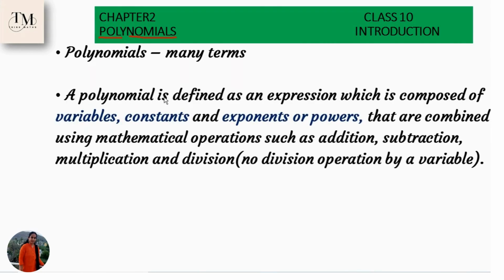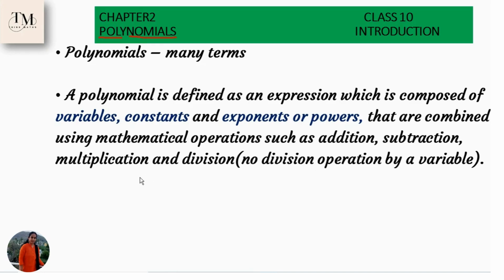A polynomial is defined as an expression which is composed of variables, constants, and exponents or powers that are combined using mathematical operations such as addition, subtraction, multiplication, and division. Here is one condition: no division operation by a variable.